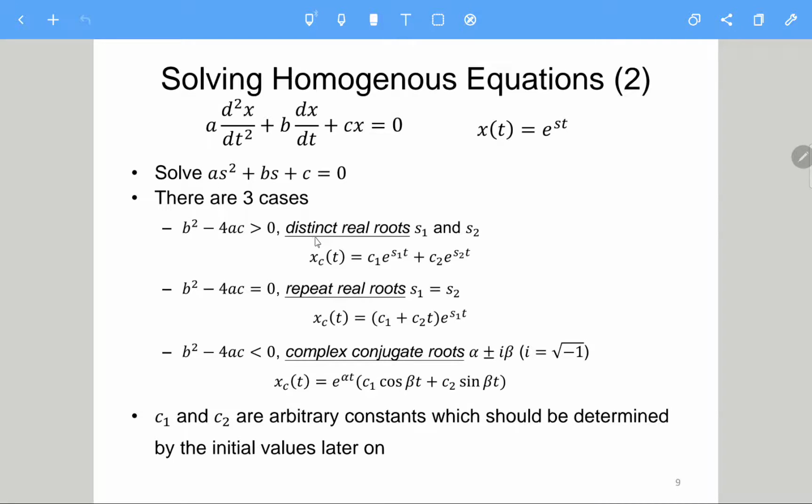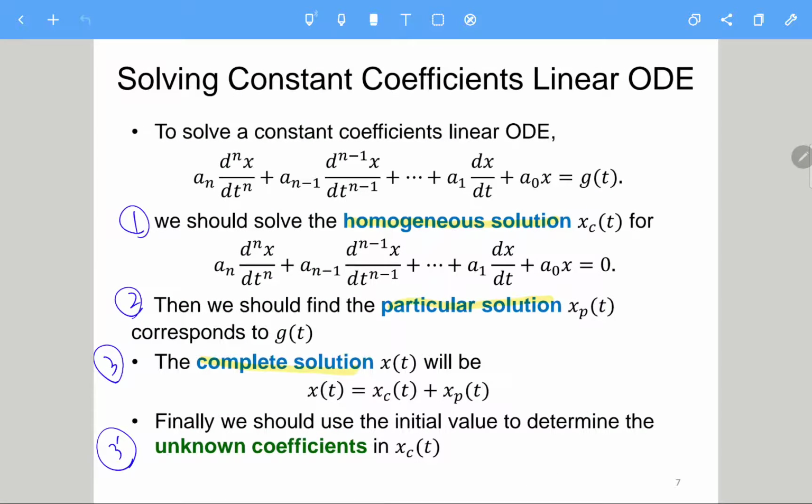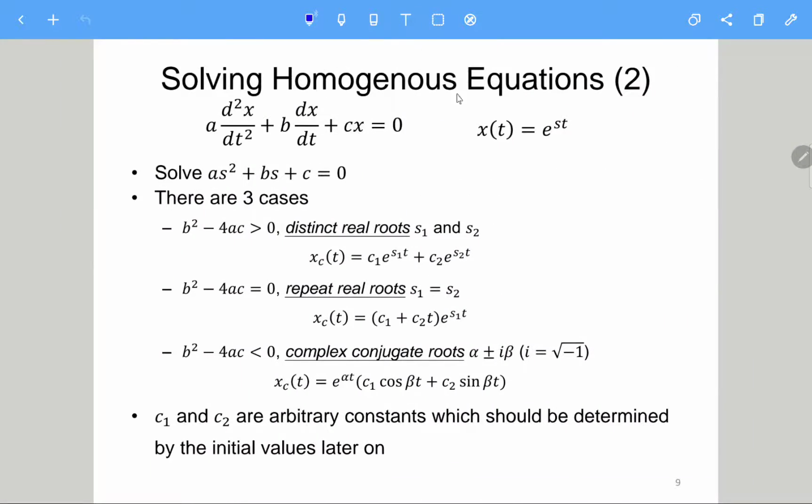So for the first case, we have distinct real roots. And in this case, the homogeneous solution, which actually also has another name, the complementary solution. Different books will have different names, but it doesn't really matter. So we have xc to be this one.